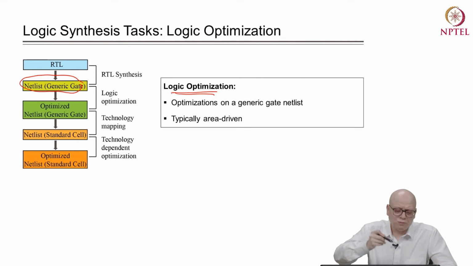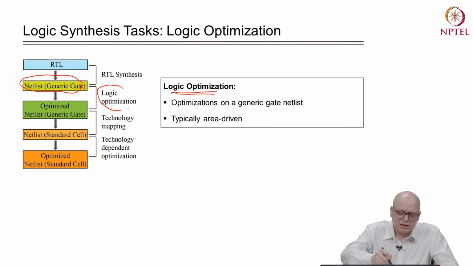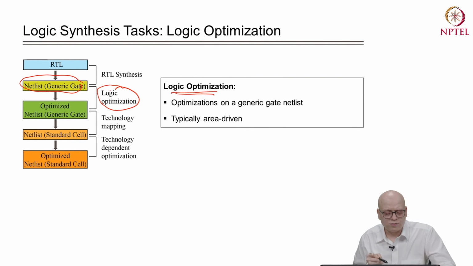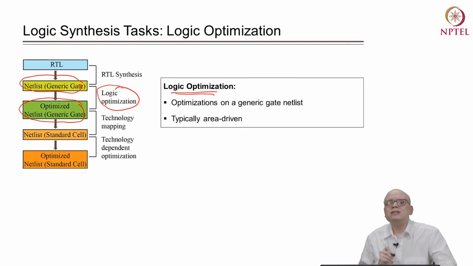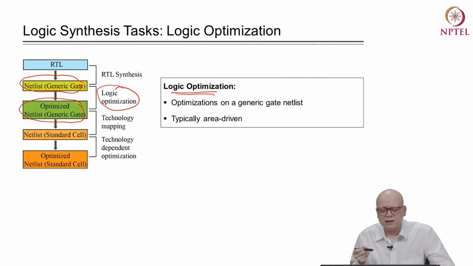So, the logic optimization is done by taking this netlist in terms of generic gates, and it finally delivers a netlist which is still in terms of generic gates, but it is optimized typically for area, because area can typically be estimated more correctly for generic logic gates than other measures like timing or power.